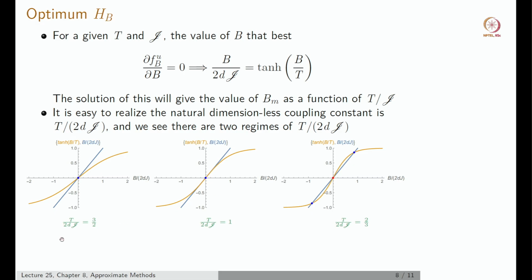Now what you will see is that I have to plot two curves. This is the curve B by 2dJ, that's the blue line, that is the left hand side, and tanh is the orange curve. Whenever T by 2dJ is greater than 1, so for example here it is 3 by 2, you will see that there is only a single intersection for these two curves, and that is at B equal to 0. And therefore B_m, when T is greater than 2dJ, is 0.